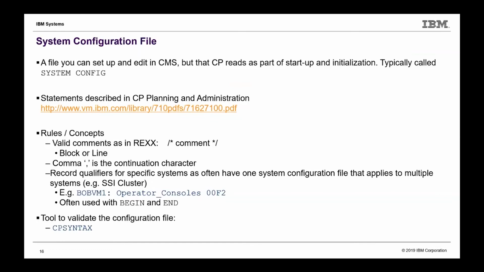That's with a slash and an asterisk. They can be block comments or line comments. In most cases, we can allow continuation with a comma character. The other thing we kind of allow in the system config file, which is especially important in an SSI environment, is to make records selective. So if my system name is BOBVM1, right, in that case, it's going to use this statement here of operator console at CF2. Now, I might also have another system called BOBVM2, where I want the operator's console at a different address. I would do something similar to that and put that in there, right?